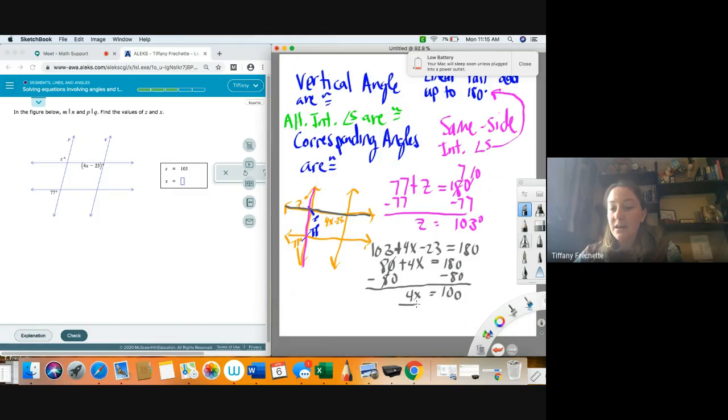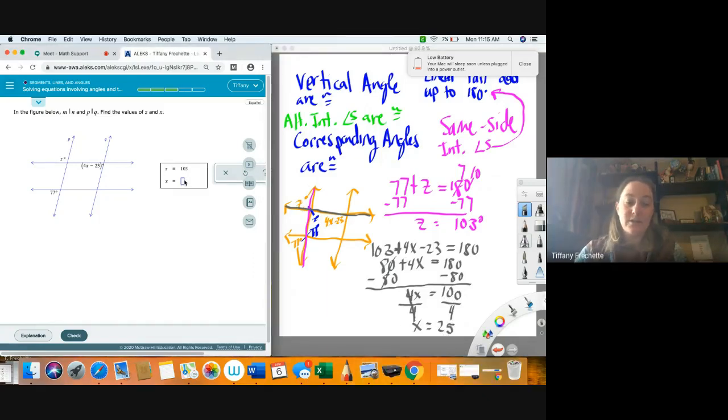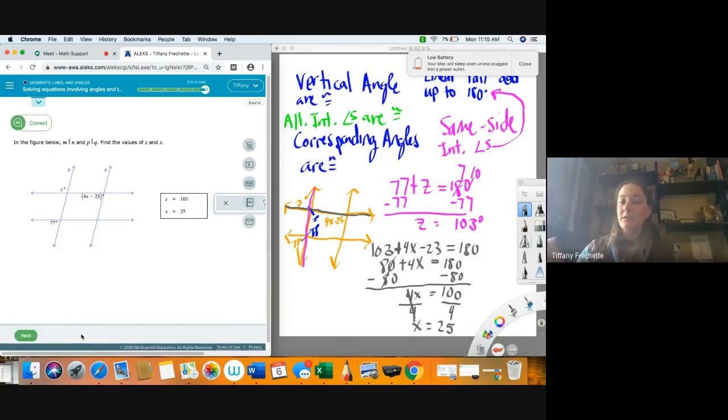Our last step is to undo the multiplication here, 4 times x, with division. 4 divided by 4 is 1, not 0, 1. And then we bring down the x, equals 100 divided by 4 is 25. All right, so let's make sure we're good. Yay, we're golden. All right.